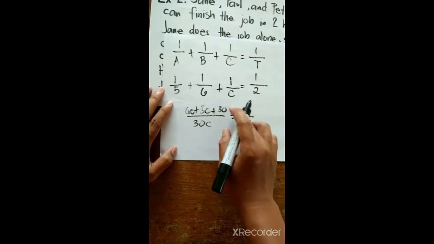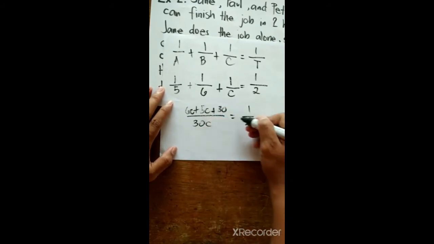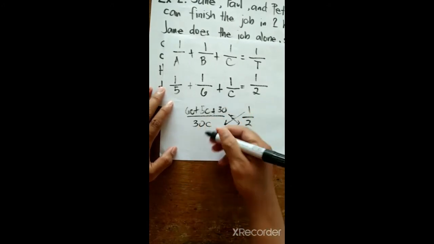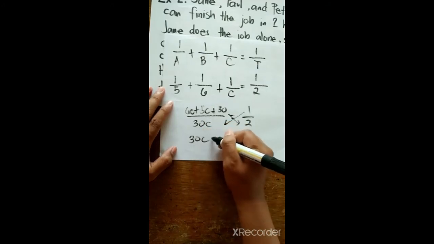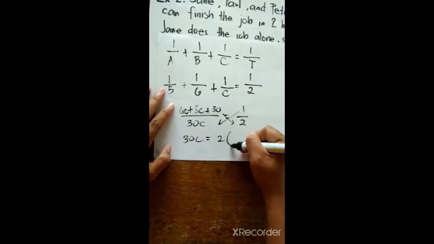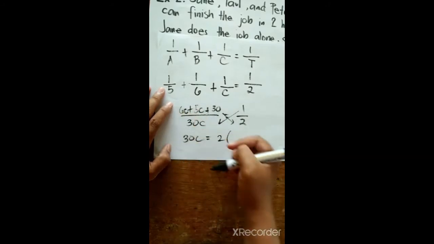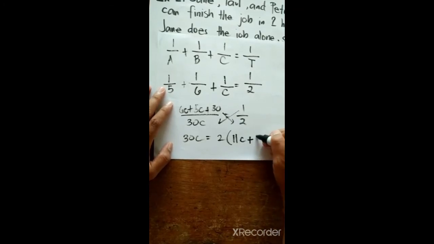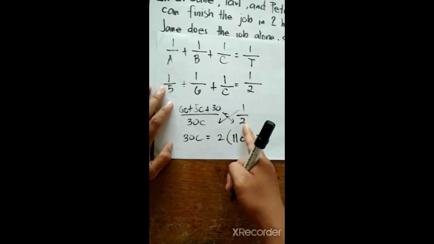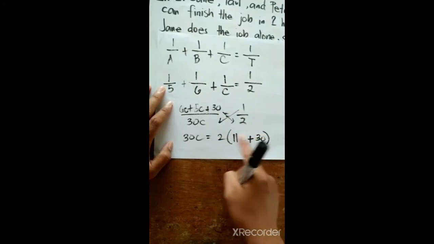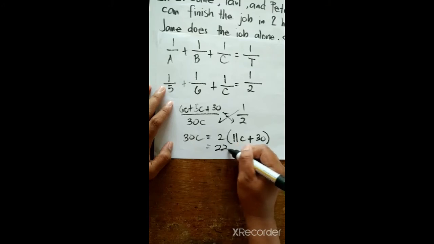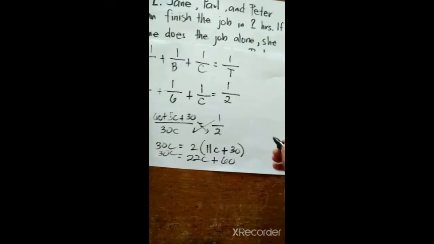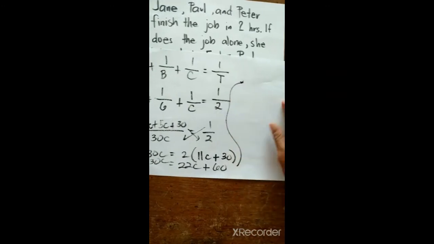Next, we're going to cross multiply. It will be like this. 1 times 30c will give us 30c equals 2 times 6c plus 5c. We can just combine them, so that will be 11c plus 30, because we have 2 here. Using the distributive property of multiplication, we will have 22c plus 60 equals 30c. Let's continue this on the next column.